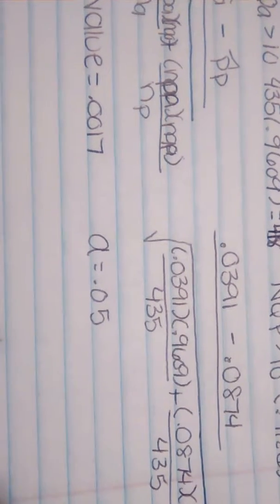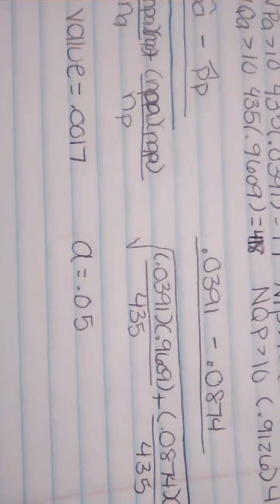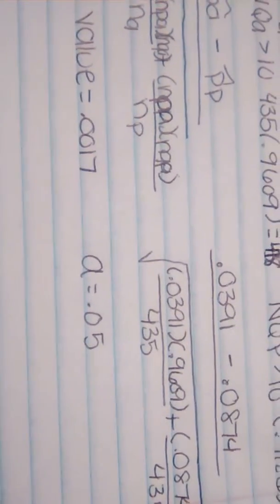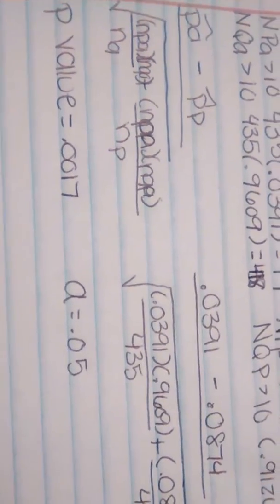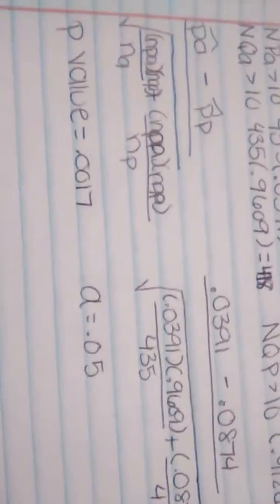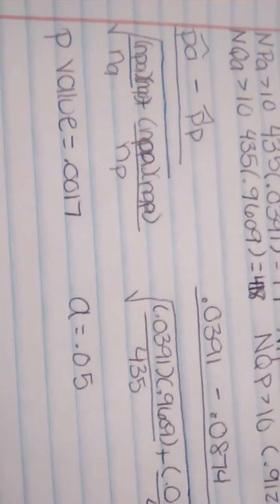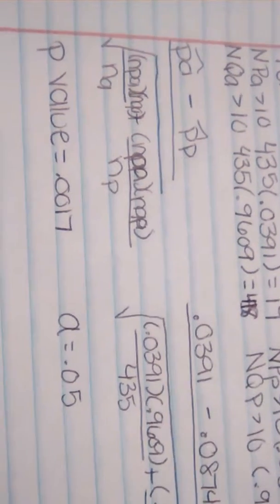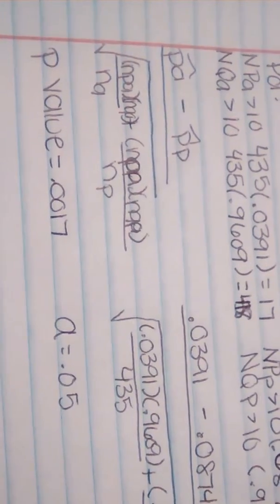Since our alpha value is 0.05 and our p-value is 0.0017, we would say that there is significant evidence that the ACT drug is effective. And a double-blinded experiment occurs when neither the doctor nor patient knows which treatment is being given. In this experiment, neither the doctor nor patient knew whether a person was receiving a placebo or not.